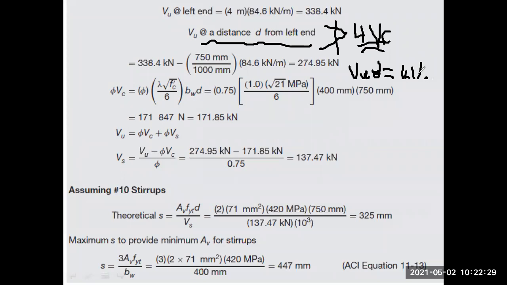So when VU at D is equal to 4 times VC, we don't need to modify, because the code is limiting up to 4 VC. So that would be the maximum allowable shear reinforcement, the maximum shear force the steel could take.